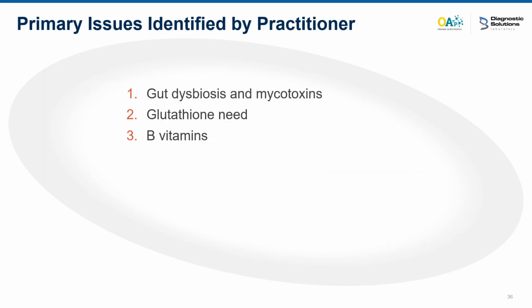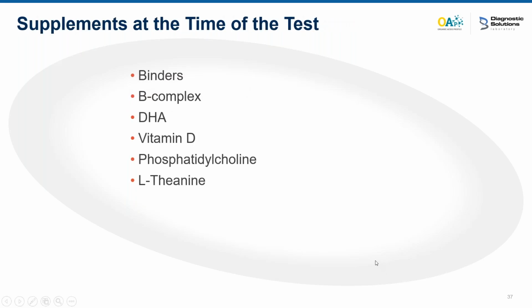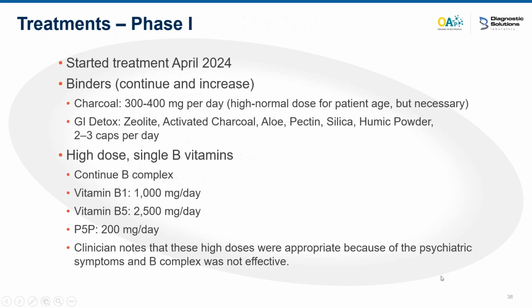So the practitioner identified these 3 key areas. She really focused on the gut dysbiosis and mycotoxins, right? Because remember, this patient improved with binders. And when she got off binders, immediately her neuropsychiatric symptoms flared up. She also put a big emphasis on glutathione and on B vitamins. Sometimes you have to pick a few areas and just work on those, and then later come back and see what else needs attention. Remember, Dee Dee was on a handful of supplements at the time of the test. Okay, just kind of a reminder there.